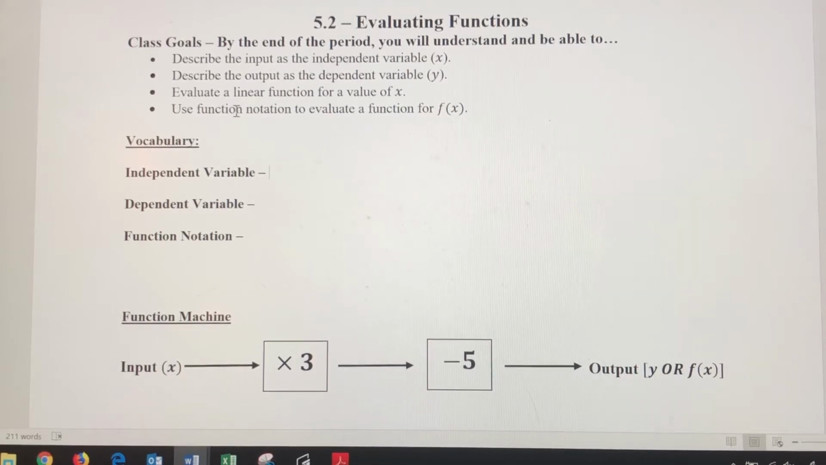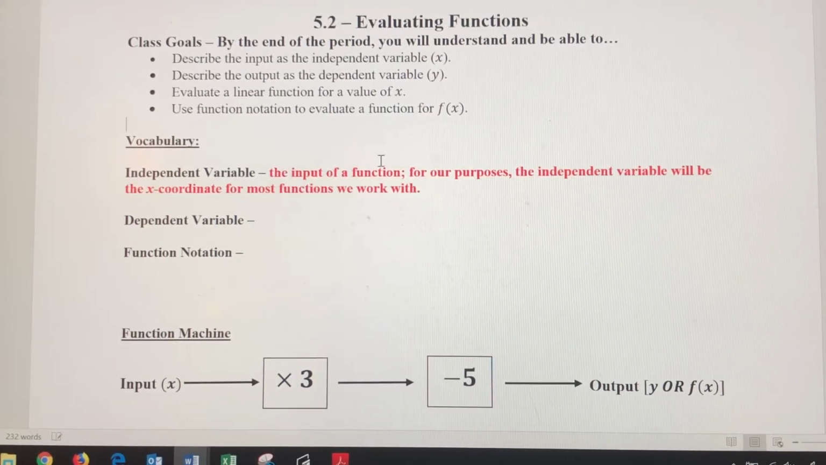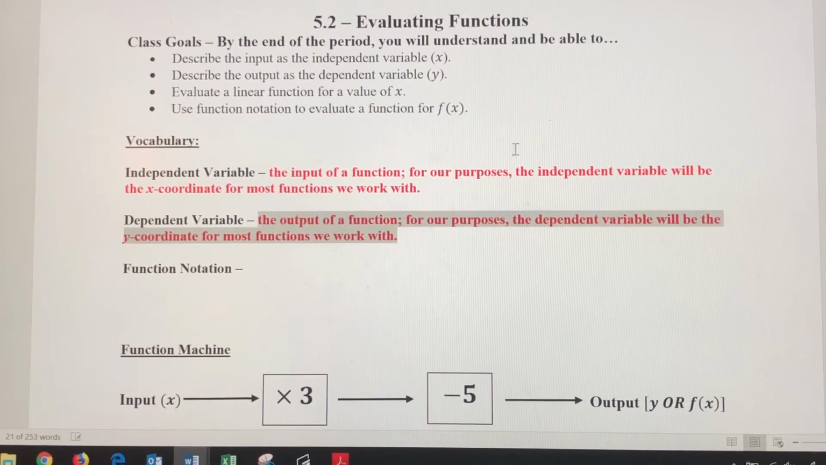So the independent variable, okay, is the input of a function, okay? For our purposes, more often than not, the independent variable will be the x coordinate for the functions we're working with, okay? The dependent variable is the output of a function, okay? For our purposes, that dependent variable is usually going to be y. Now, the independent variable can be something other than x. The dependent variable can be something other than y, but for the most part, we're going to be dealing with x and y for independent and dependent variables respectively.